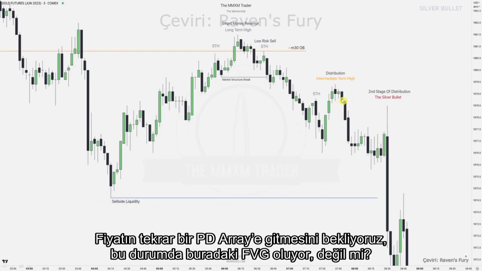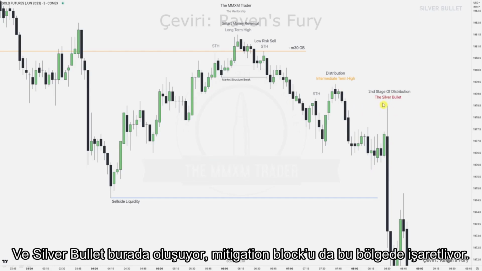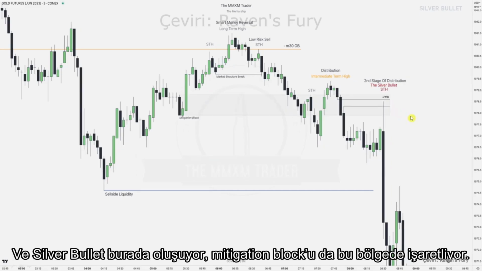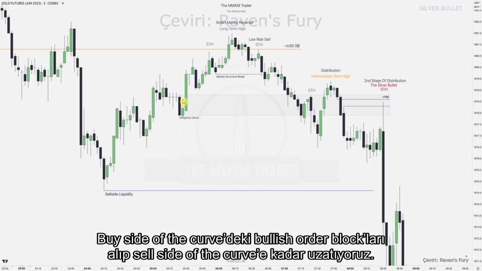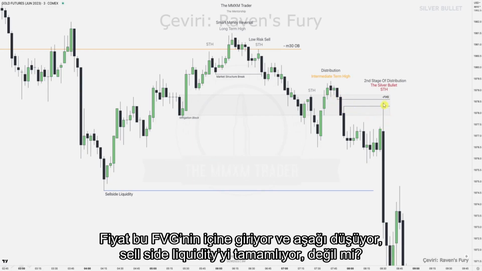We wait for price to go back into a PD array, which in this case is a fair value gap over here, right? It's going into a premium level from this range high to this range low, so that makes sense. And the silver bullet is being formed over here. Outlining that mitigation block over here, right? We use those bullish order blocks on the buy side of the curve, extend them out to the sell side of the curve. Is there a fresh PD array formed over here? Yes, there is, right? We've got this fair value gap, and price dips into that fair value gap and declines, completing that sell side liquidity.